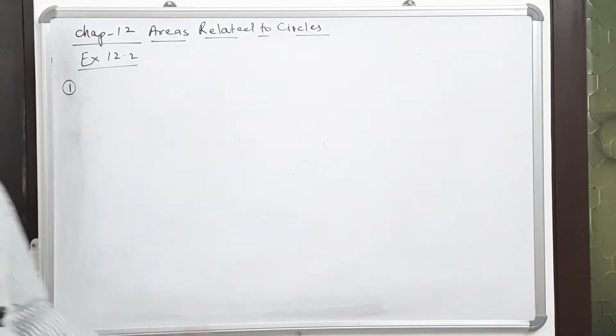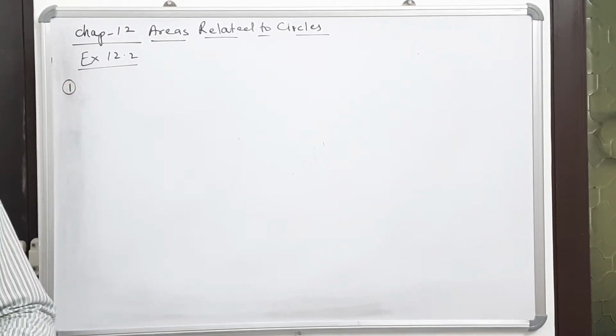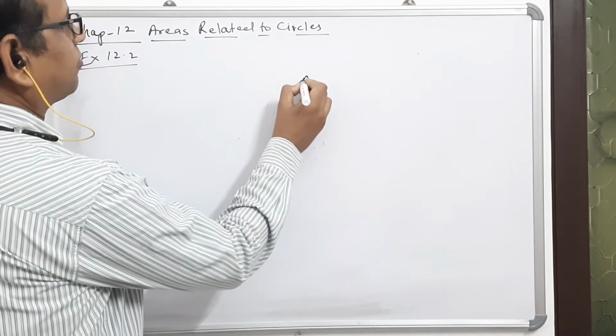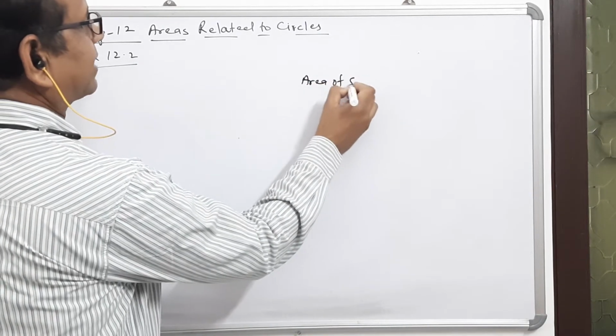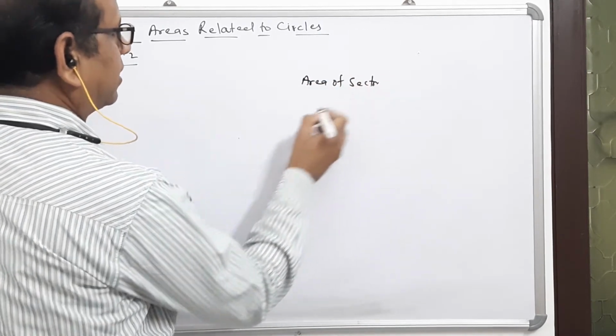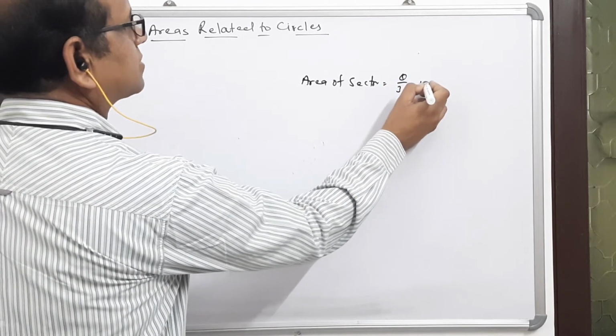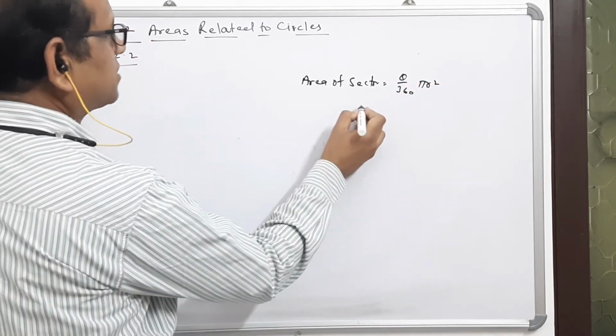Hello students, in this exercise I am explaining area related to circles, and the important part is area of sector. Now area of sector is theta upon 360 pi r square. Now what is the meaning of sector?